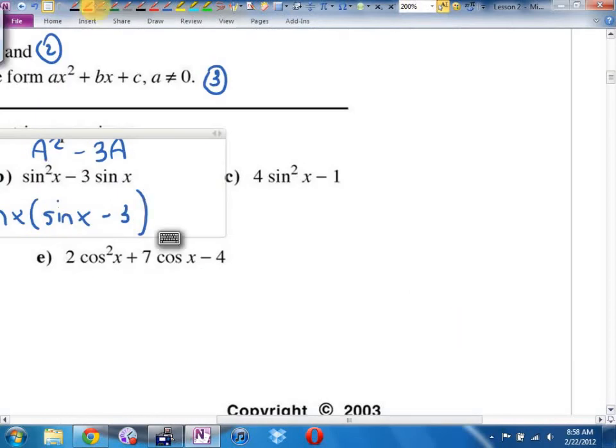C. Again, I'm going to argue that when I glance at C, I really see this: 4a squared minus 1. That's going to give me my strategy.